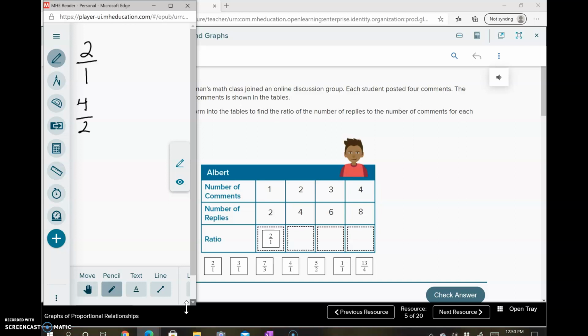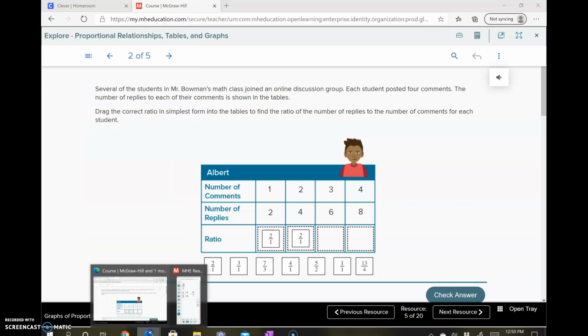Whenever I have something like this, I want to try and get the bottom number to 1. Well, I know 2 and 4 are both even numbers, so I'm going to go ahead and divide by 2. I can always divide even numbers by 2. I also can try and divide by whatever the bottom number is. So 4 divided by 2 is 2. And whatever I do to the bottom, I do to the top, and 2 divided by 2 is 1. So let's go ahead and drag 2 over 1 over there.